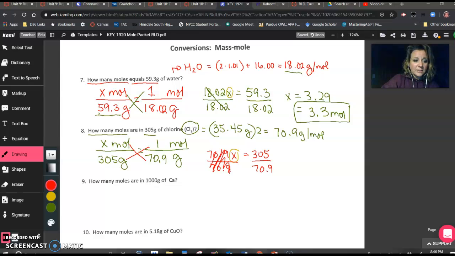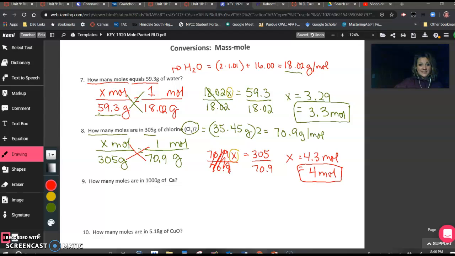And then when I punch this into my calculator, I'm going to punch in 305, then the division sign, and then 70.9. And when I do that, my final answer is x is equal to 4.3 moles. But again, my least precise measurement is 305, so I don't have anything after that decimal point, so we can even just put 4 moles, and I would be happy with that as your final answer.